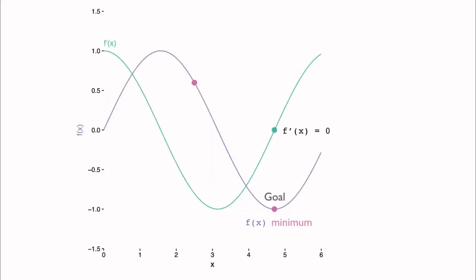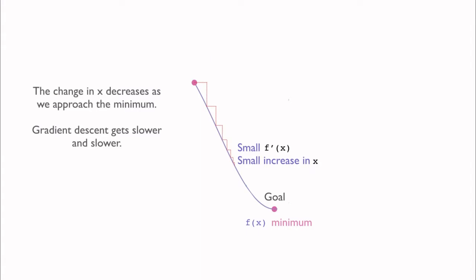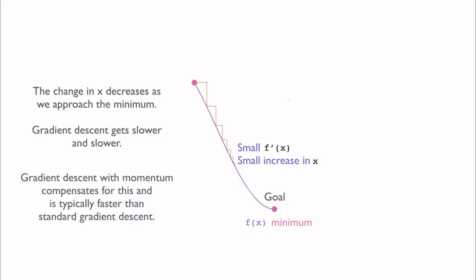There are a couple of things to think about here. The first thing to realize is that the amount that we change x is determined by the magnitude of the derivative. The change in x will get smaller and smaller as we approach the minimum, since the gradient is also getting smaller and smaller. This means that training will take longer and longer until it gets excruciatingly slow. To account for this, the adjustment was made to add momentum to the amount that we're going to change x. Gradient descent with momentum is typically faster than standard gradient descent.